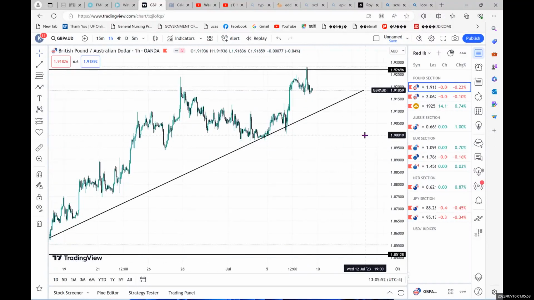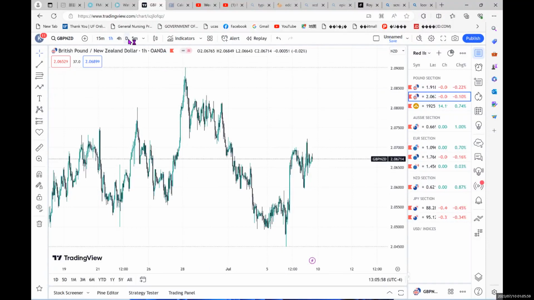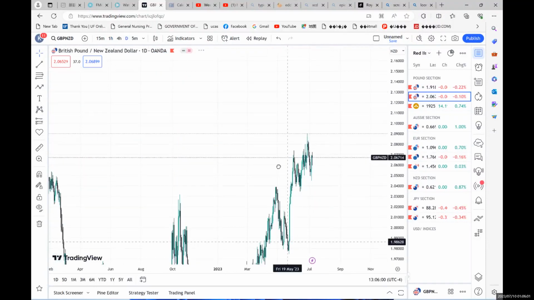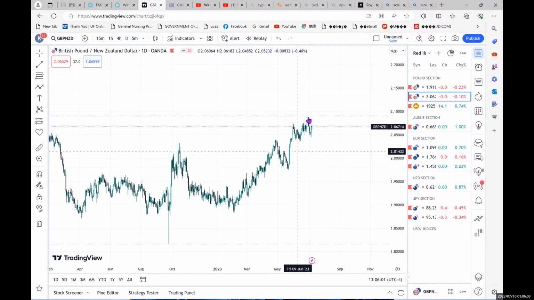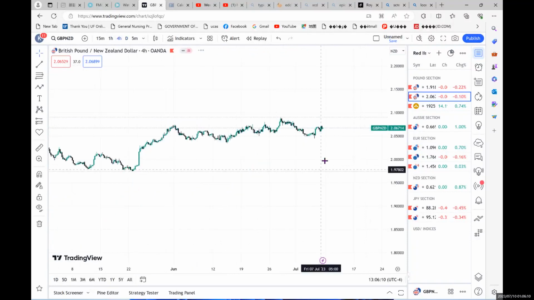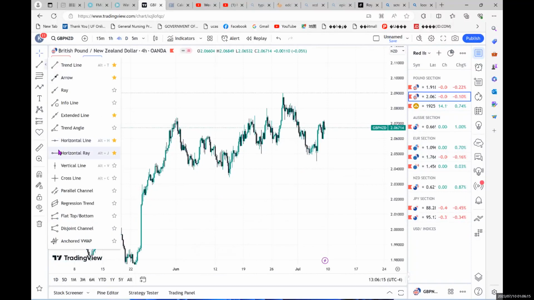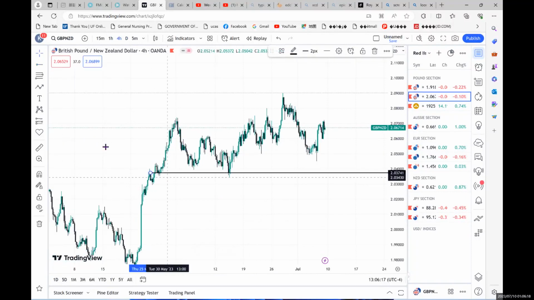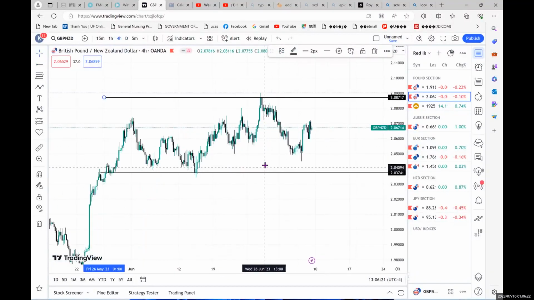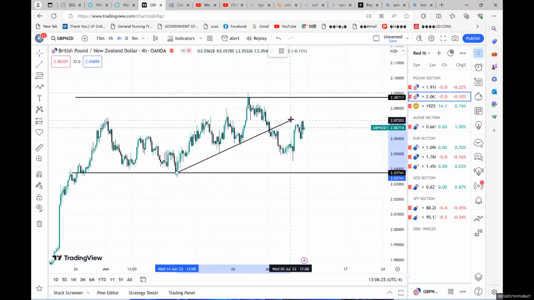So let's move on to another pair, which is GBP NZD. We're going to come on the daily, like we did previously. Check. We're also in an uptrend on the daily time frame for GBP NZD. Check the 4-hour and find our range. Here we have our low and our high. We have also an uptrend.